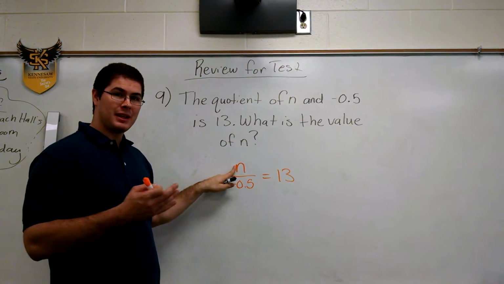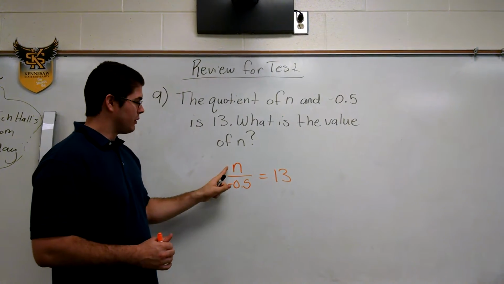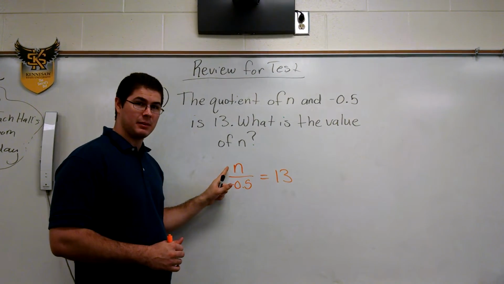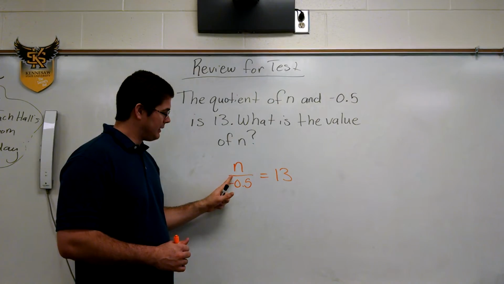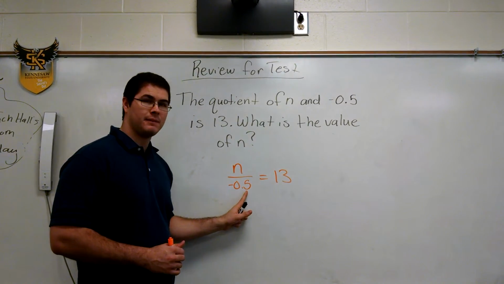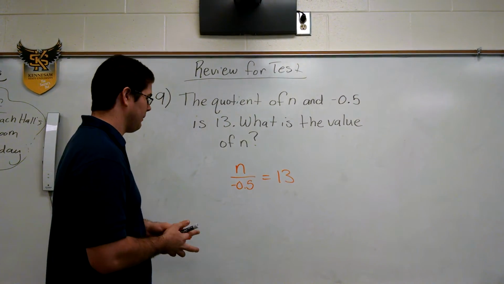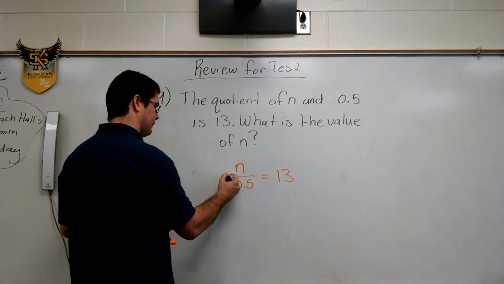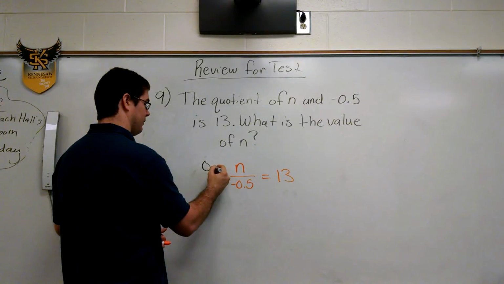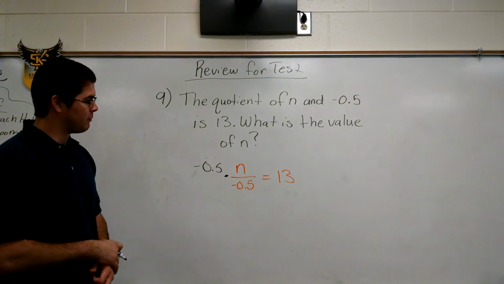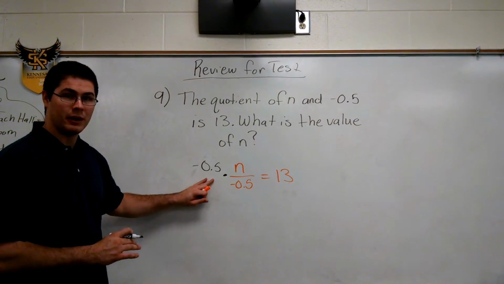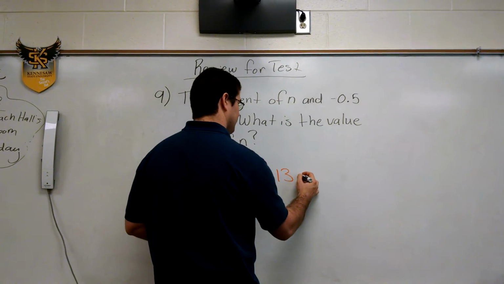The question we ask ourselves when we're solving for a variable is what is being done to the variable. Right now my variable is n, and we're taking n and dividing it by negative 0.5. So to get the variable by itself, we do the opposite. The opposite of dividing by negative 0.5 is multiplying by negative 0.5. But again, what I do to one side, I have to do to the other.